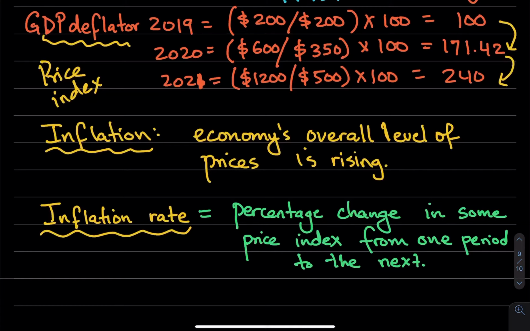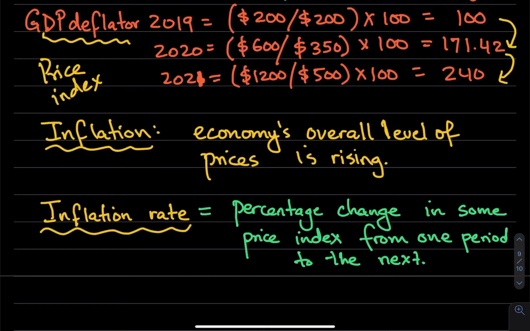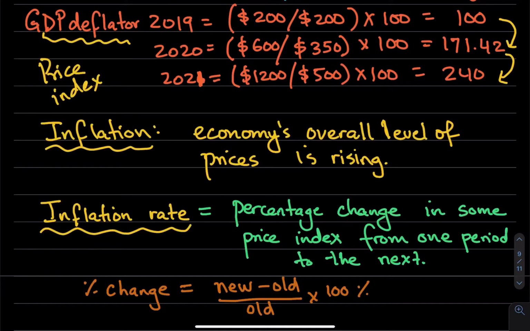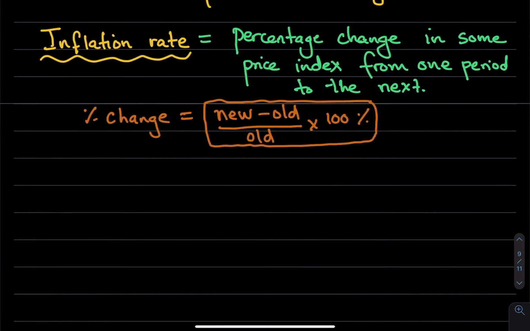Okay, so now that we've calculated the GDP deflator for these years, we can calculate the inflation rate. And the easiest way to do this, or calculate any type of percentage change, is to look at the new value, subtract the old value, divided by the old value times 100%. Okay, so you can use this over and over. It doesn't have to be just in economics.